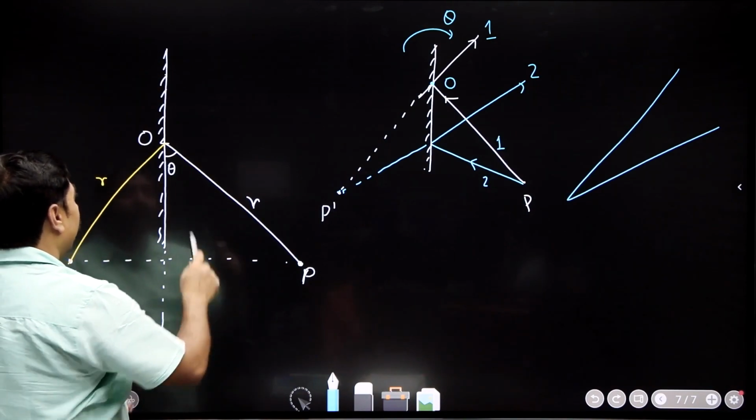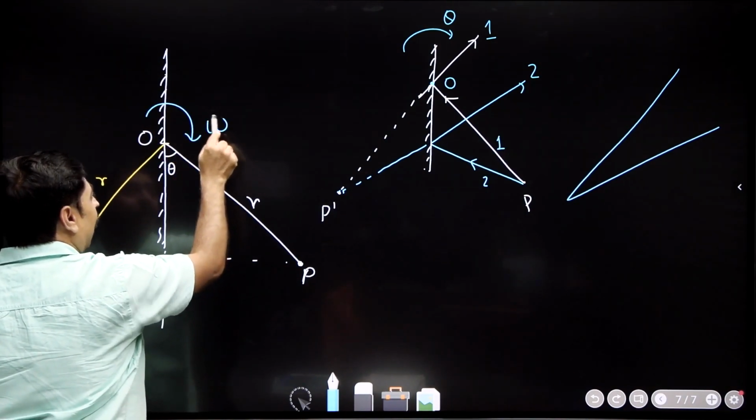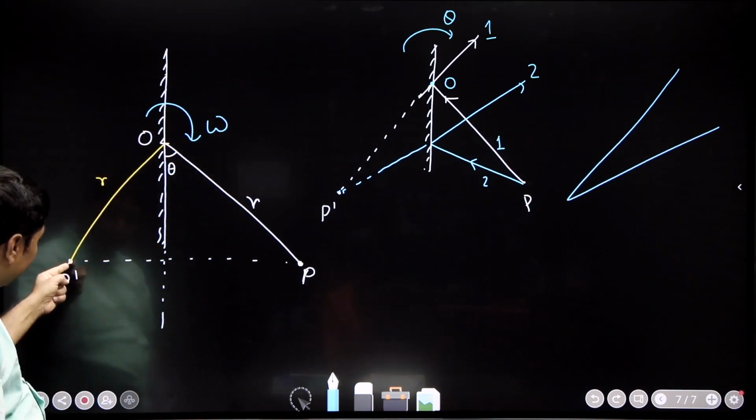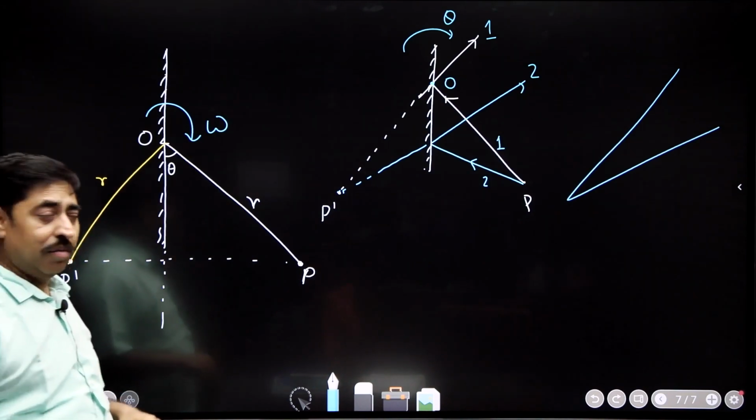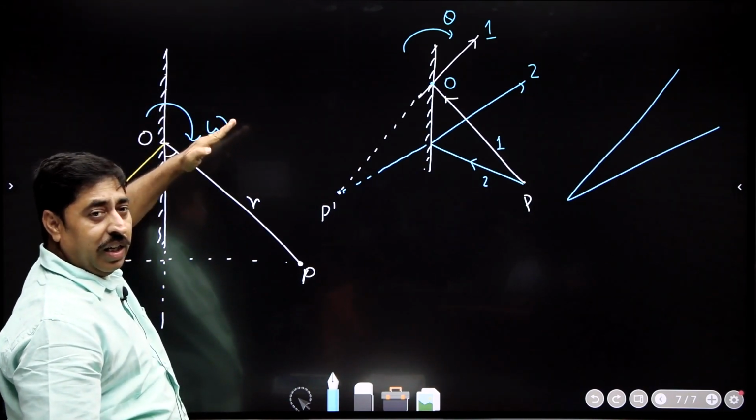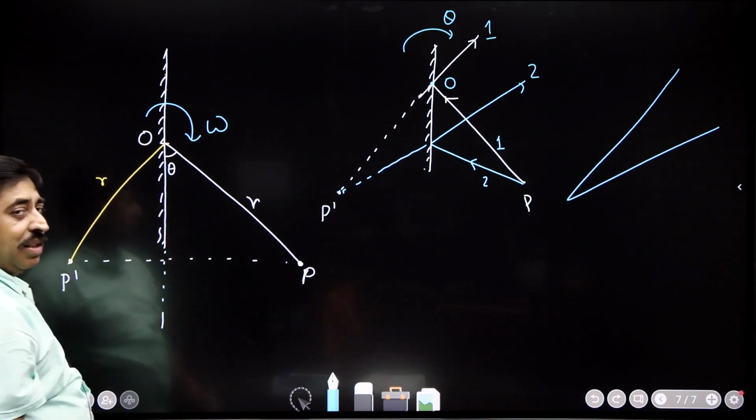Which means if the angular speed of the mirror is omega, then the angular speed of this image point is 2 omega. If the mirror rotates by 30 degrees, this point rotates by 60 degrees.